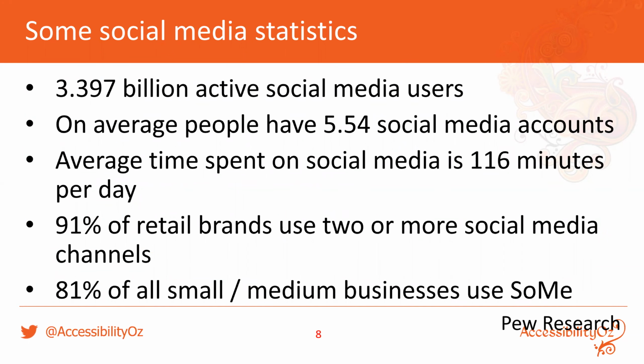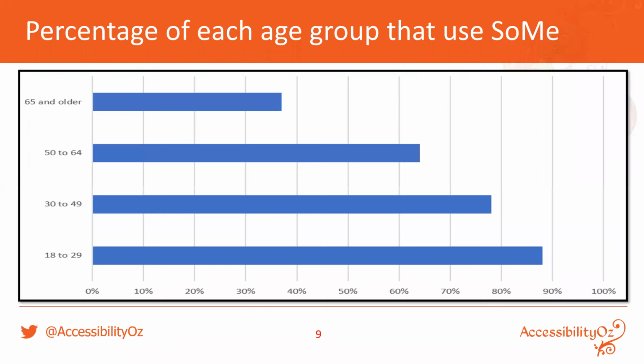91% of retail brands use 2 or more social media channels, and 81% of all small and medium businesses use social media. And what we find is that social media is something across the age groups. Yes, people aged 18 to 29 are more likely to use social media, where about 88% of people in that age group are using social media. But even when you get to the 65 and older, 37% of people aged 65 or older are using social media. So it is something that really reaches everybody.